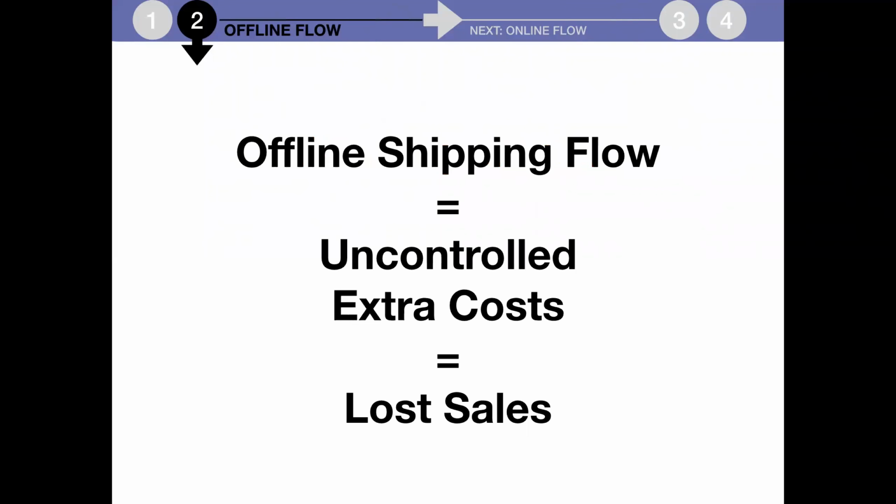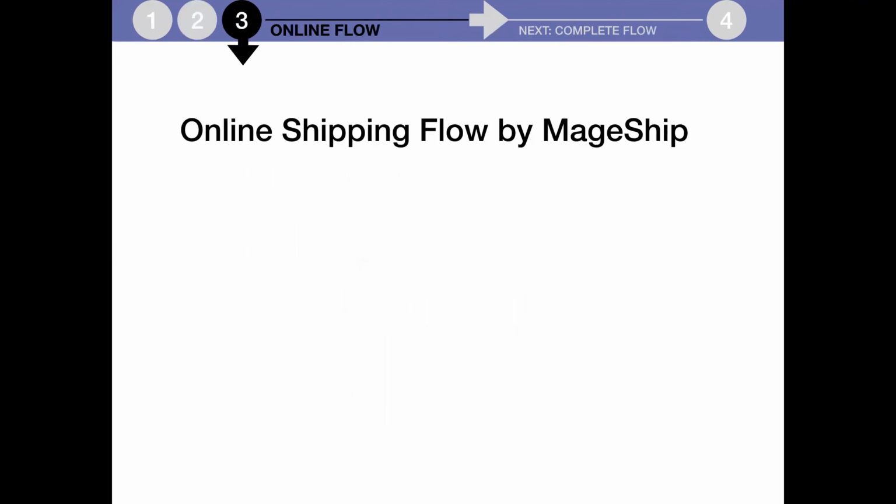This draws the conclusion that the offline shipping flow is deprecated. It results in uncontrolled extra costs, which will result in lost sales. That is why MageShip is solving this issue by bringing online shipping flow to your Magento 2 store.